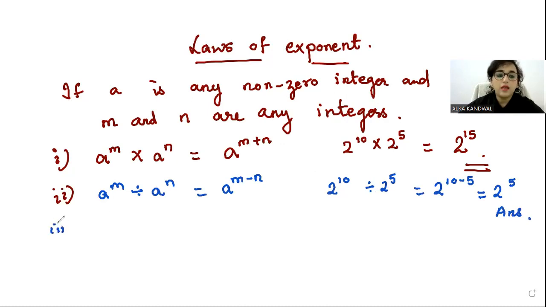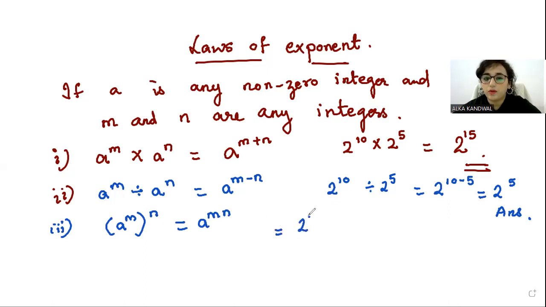Now the third one, if a number is like a to the power of m, whole to the power of n, then its answer will be a to the power of mn. Yes. For example, if I say 2 to the power of 3, whole to the power of 2, then what will I do? 2 to the power of 3 into 2, so the answer will be 2 to the power of 6. 2 to the power of 6 will be the answer to this. So these are the first three basic laws of exponent.